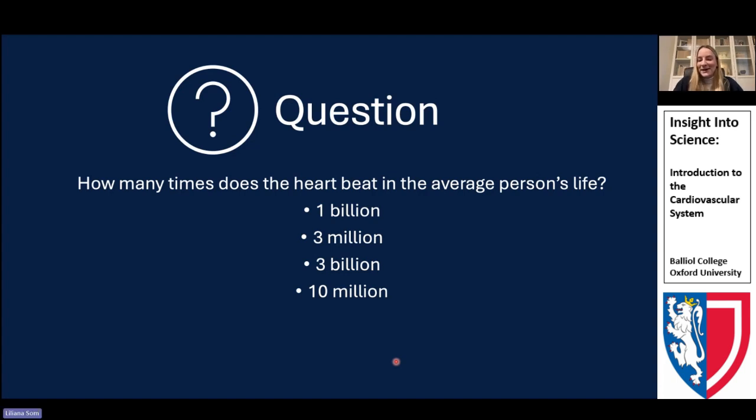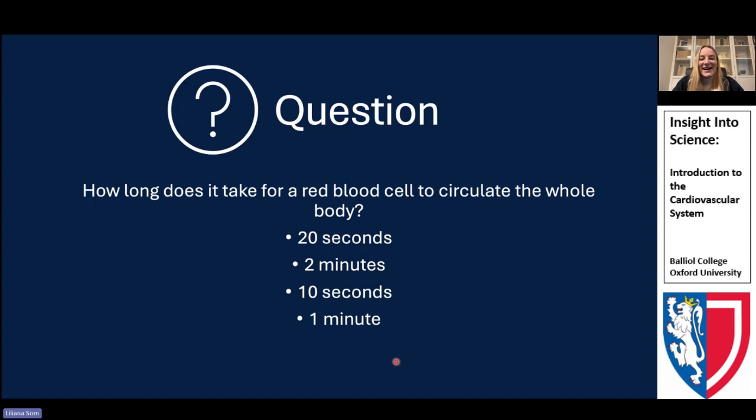Oh, wow, we've got brilliant students here. Yes, it is indeed 3 billion. And how long would it take for a red blood cell to be circulated through the whole body? 2 minutes is a bit too long.